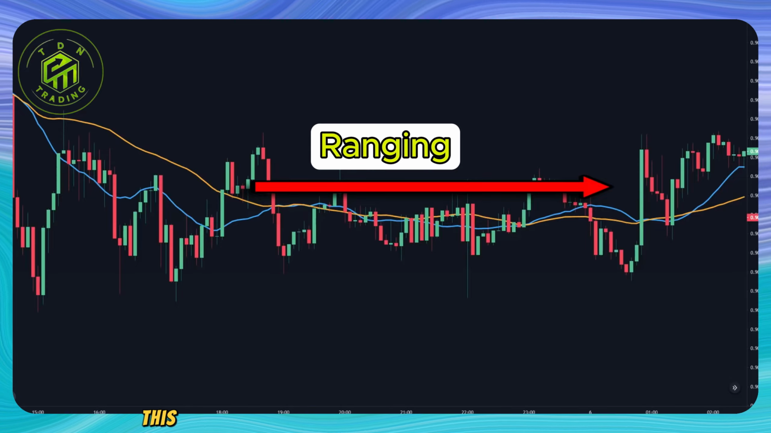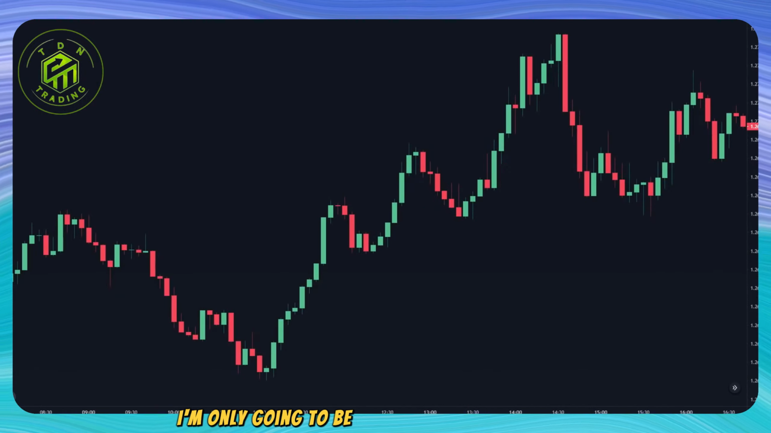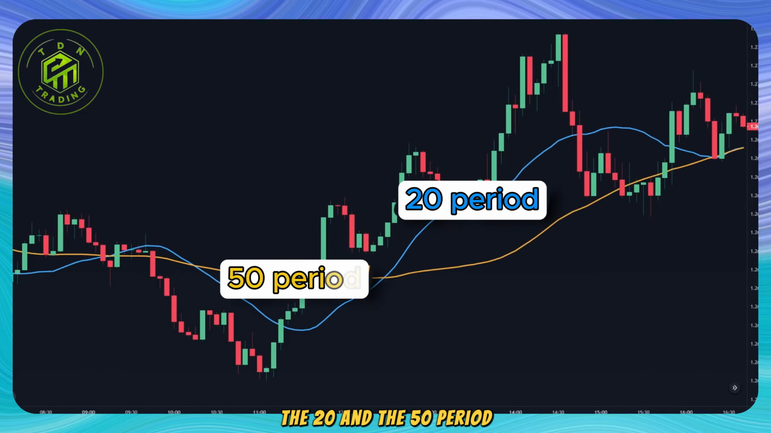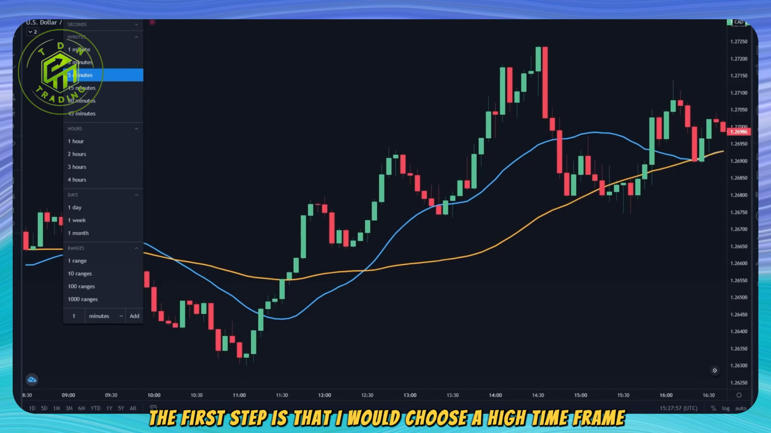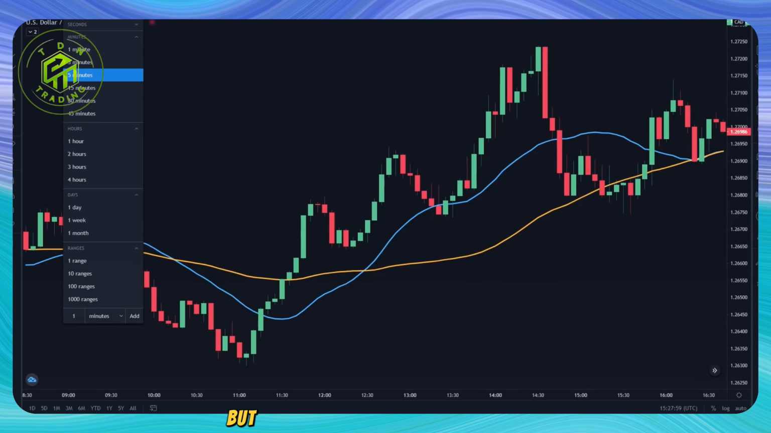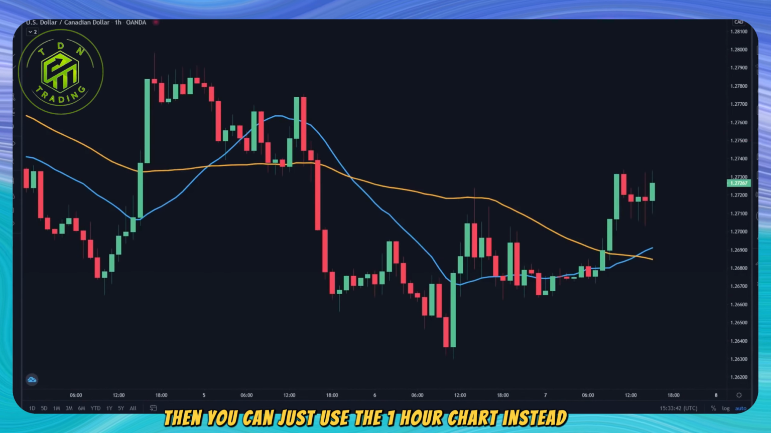So instead, this is how I would trade the moving average crossover. I'm only going to be using two moving averages, the 20 and the 50 period. The first step is that I would choose a high time frame. I recommend using the daily time frame for this strategy, but if you think that's too high, then you can just use the 1 hour chart instead.